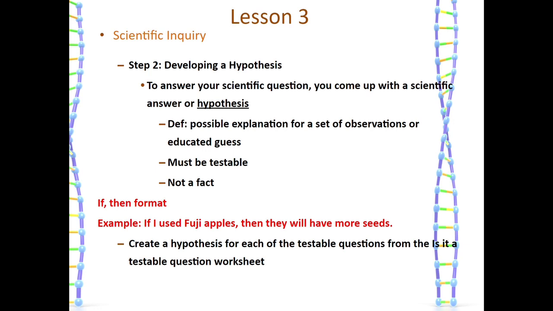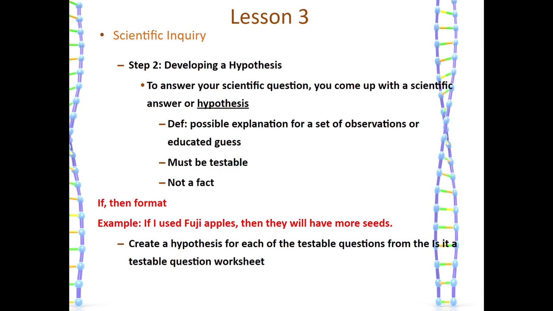So I use the first example from our booklet. Do Washington or Fuji apples have more seeds? I don't know the answer to this question, so I just took a guess here in the example and said, if I used Fuji apples, then they will have more seeds. Not sure if it's right or wrong. I'll do the experiment to find out that answer.